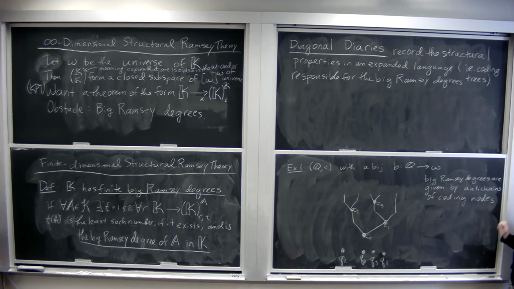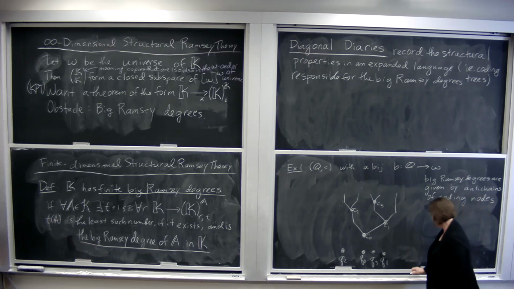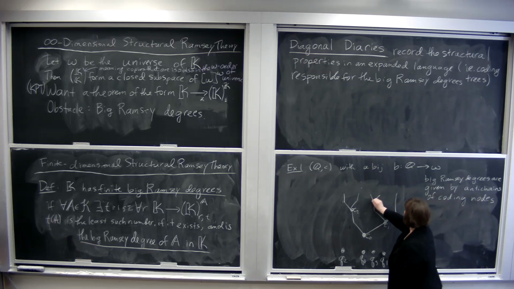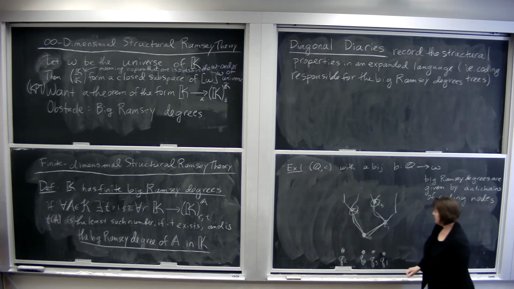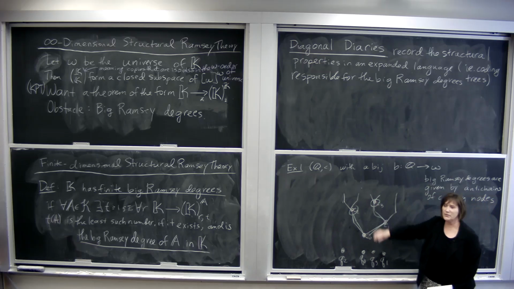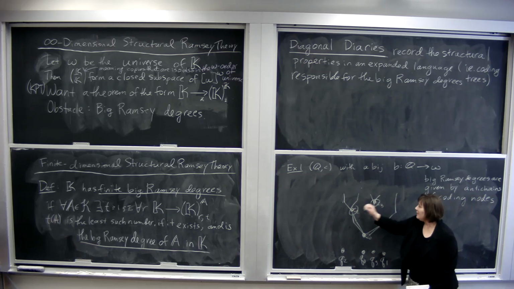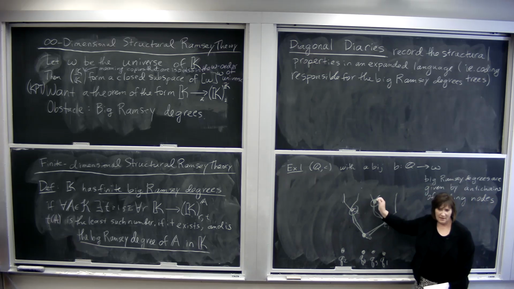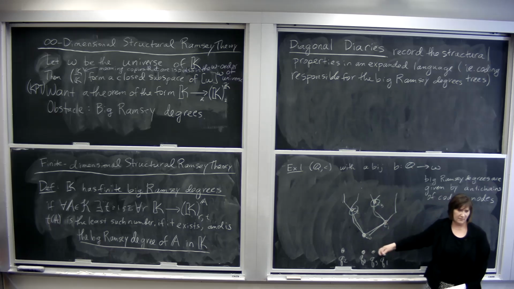So if you have this anti-chain, you're going to have one color. You're going to record split node, right, left. You're going to record terminal node, path, terminal node, right? That's your diary. So any two pairs of nodes which have the same diary are going to have the same color.